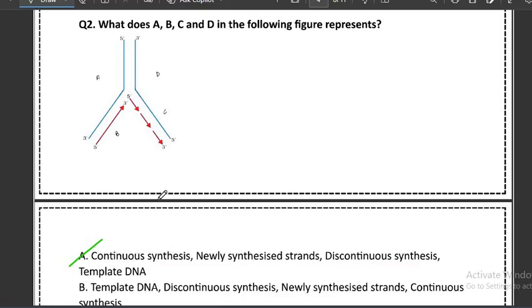A, continuous synthesized. B, newly synthesized strand. C, discontinuous synthesized, and D, template DNA.